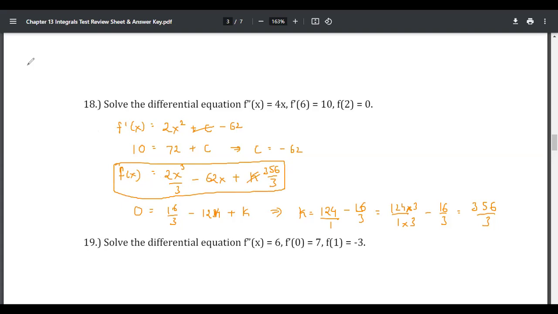So f of x equals 2x cubed over 3 minus 62x plus 356 over 3. Alright, got it. Do you have any questions about this? I'm just checking to make sure.